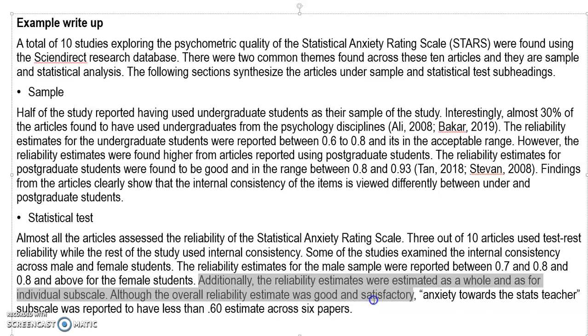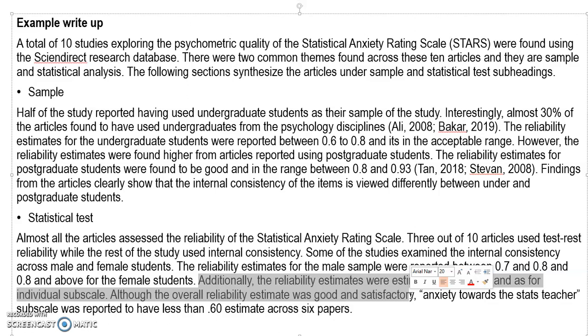and satisfactory for the overall instrument. So this instrument has categories. Like if you notice, when we answered the statistical anxiety rating scale, there are 6 subscales within the instrument. So when you look at the overall instrument, it tells us that it is a reliable tool. But when you are looking at each subscale's reliability, one of them has been reported to be very low.